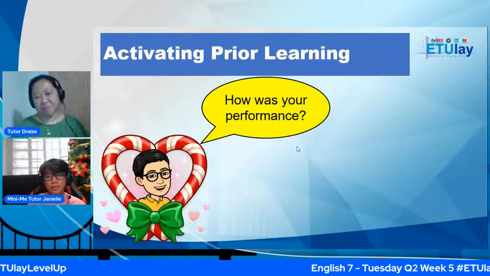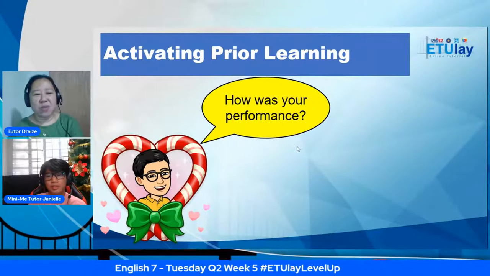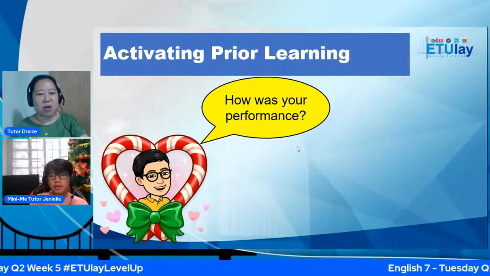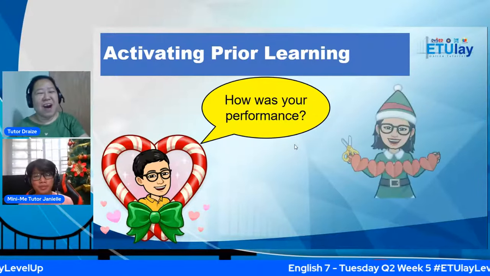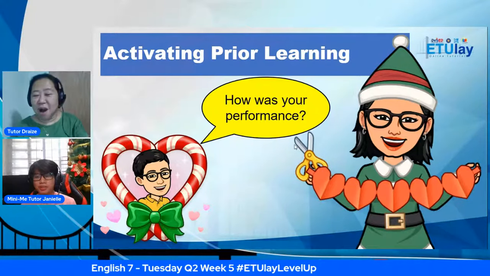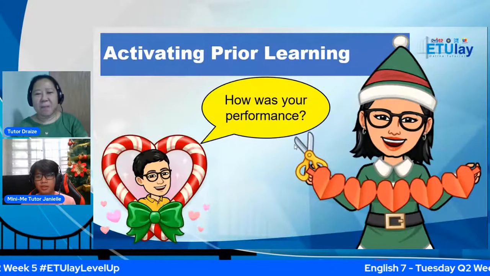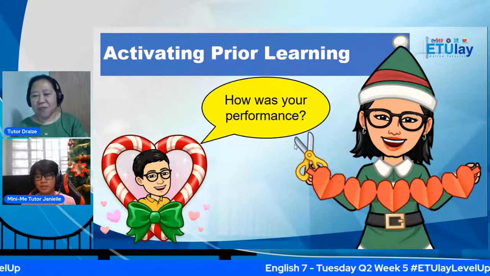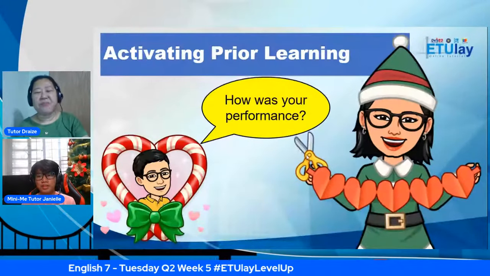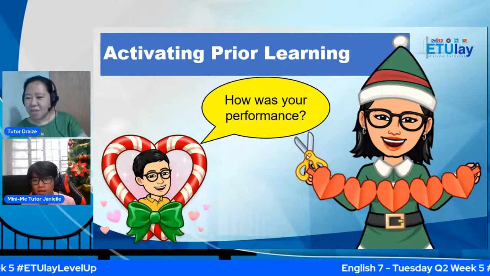Now, let us check. If they really know, let us know their scores. How was your performance? What do you think will they be commenting if they got a 5 or a perfect score? I think it will be a heart, ma'am. Okay, let us check. Okay, very good. So let us comment with a heart if you got a 5 on our first activity. Again, please comment a heart if you got a 5 for our first activity. And that would be our review. So let us check if they already have the hearts in our comment section.